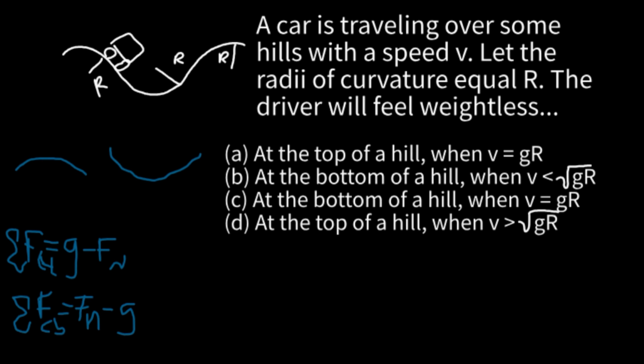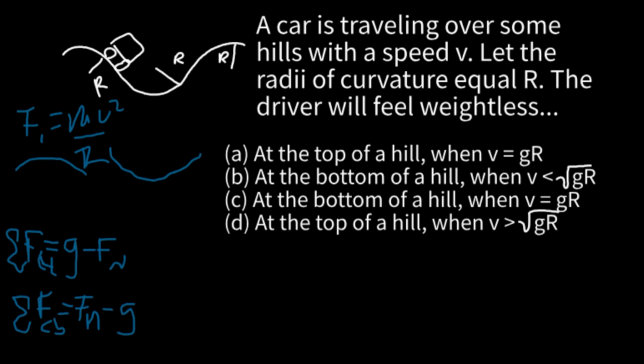Now this car is having the same speed at the top and bottom of the hills. So because we know that centripetal force equals mv squared over r, none of those variables are changing, so the sum of the centripetal forces have to be the same at the top and the bottom of the hill.